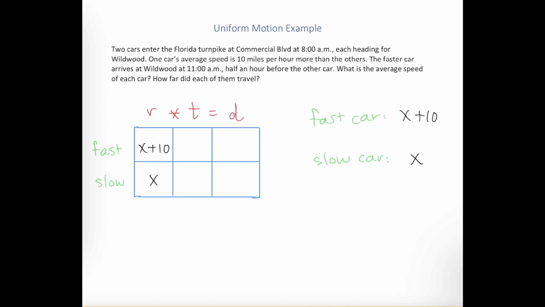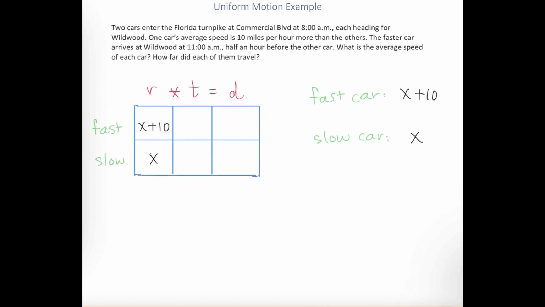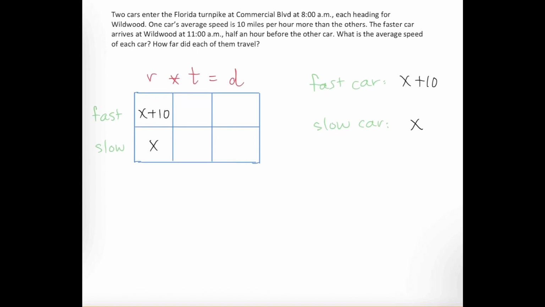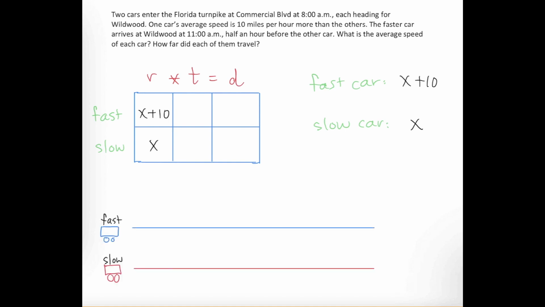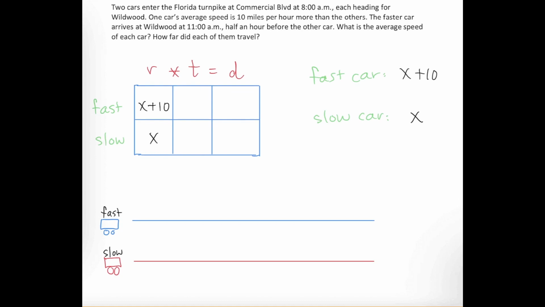When we read the problem initially, we weren't given exactly how much time each car is traveling. So in order to determine what to put in the time cells, I'm going to draw a little picture to help us get this sorted. Here we have the fast car and the slow car, and they're both entering the Turnpike at Commercial Boulevard, and they both begin at 8 o'clock in the morning. We know that the faster car arrives at Wildwood at 11 a.m. That tells us the time the faster car was driving was 3 hours, from 8 o'clock to 11 a.m.